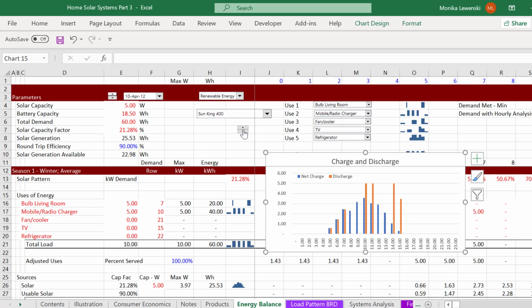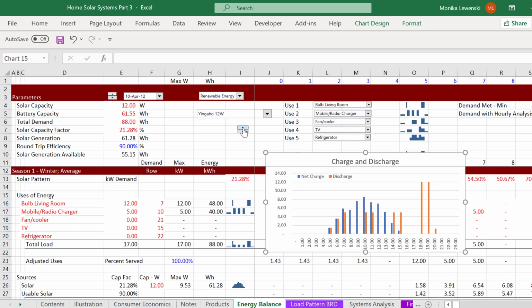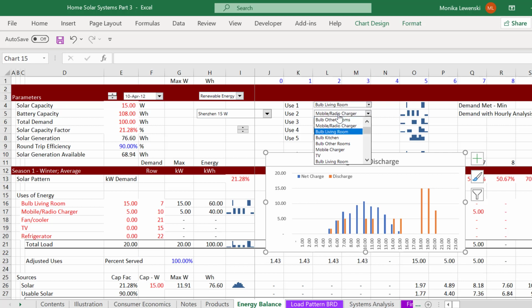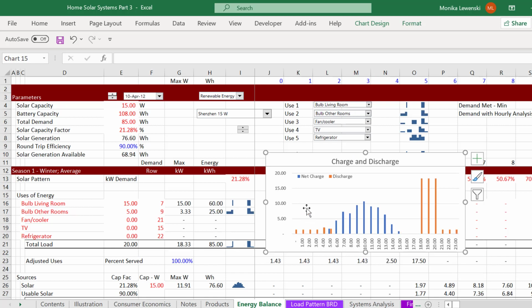things, and we can just kind of work through different ones, and they're charging and discharging. Now, a lot of this is because I used a mobile charger. If I make my second one another bulb, the first one was the bulb in the living room, right? And the next one is the bulb in other rooms. Now it gives me a very different start.